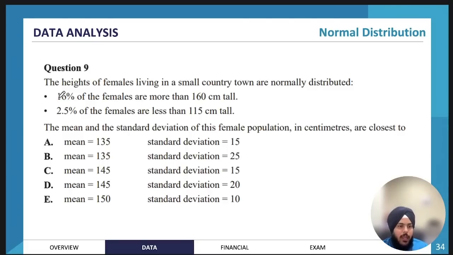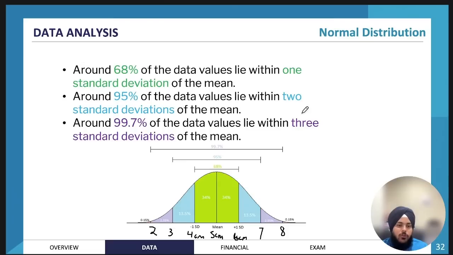So we know that 16% of the females are above 160 centimeters tall. So what do we know about the normal distribution? If we look at the normal distribution graph quickly, we know that 68% of the data will be within one standard deviation of the mean. So how much data must lie above one standard deviation of the mean? The total should always equal 100%. So if 68% is just this much over here, what is the rest of it? The rest of it is going to be 32%.